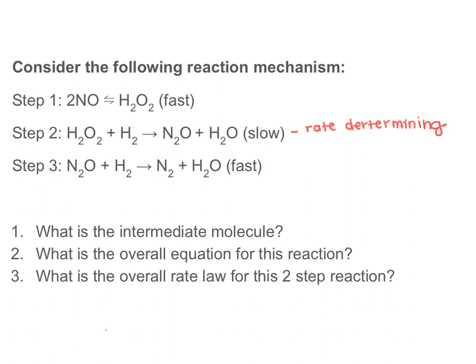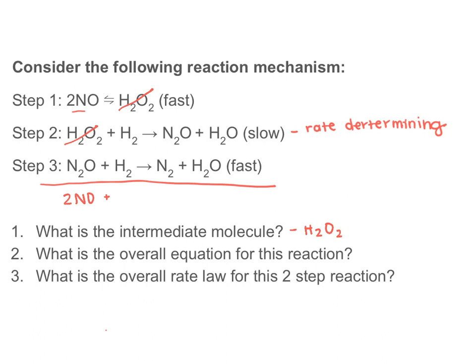What is the intermediate molecule and what is the overall equation for this reaction? I'm going to do those two together because when I cross things out, that helps me find my intermediates. So I've got 2 NOs in the reactants and I don't see that anywhere else. So I'm going to bring that down. Okay. Let's see, I have H2O2 in the products and in the reactant, so those cancel. So it was made in the first reaction, used up in the second. That means it's an intermediate.